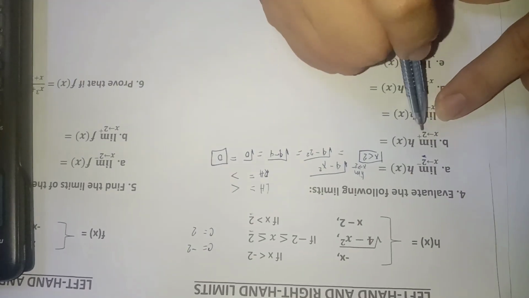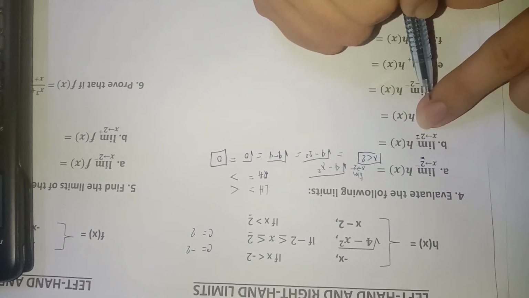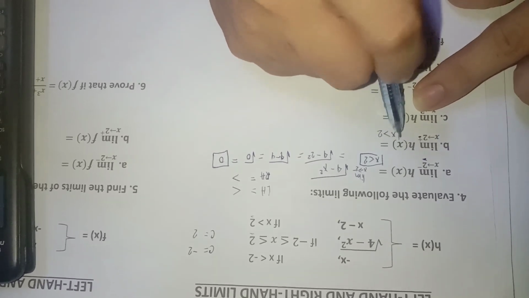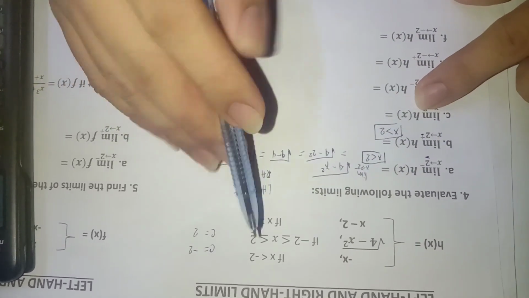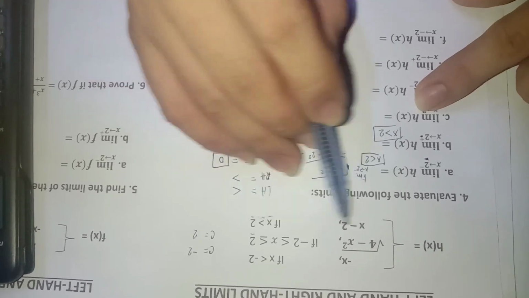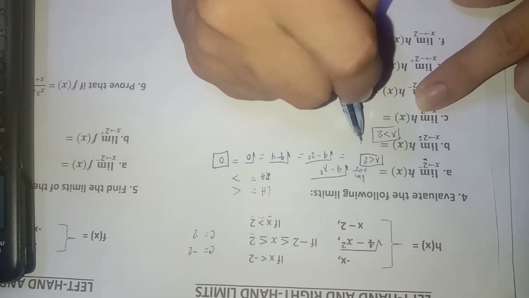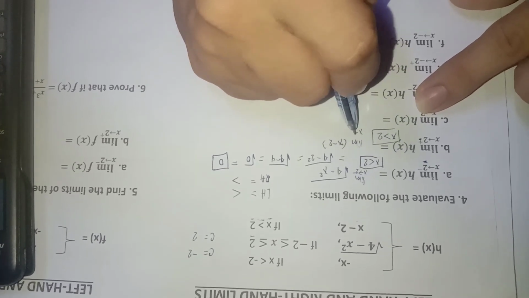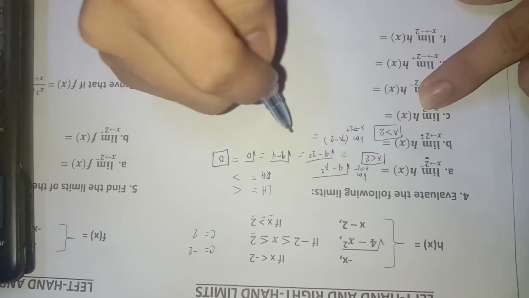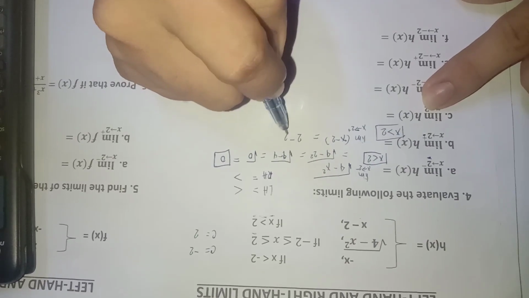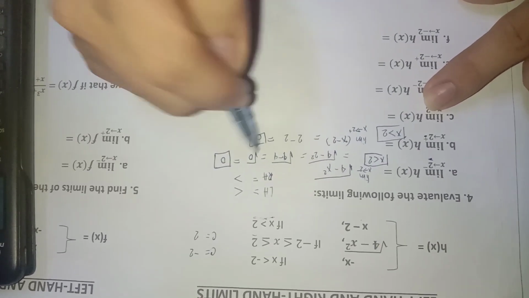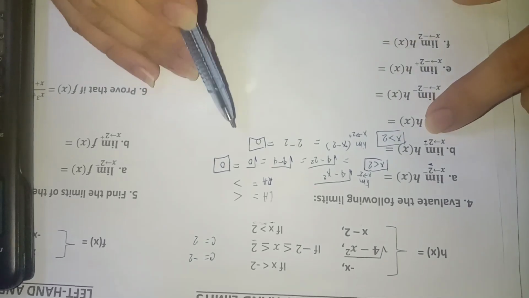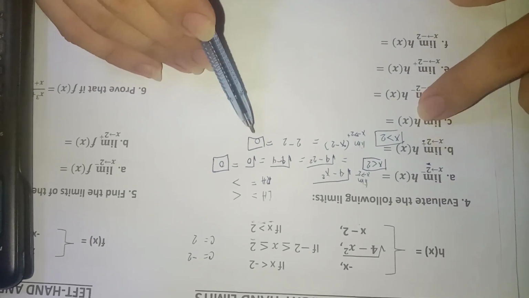Let's proceed to letter B. So, ito naman yung superscript natin is positive. So, we will take the condition x is greater than 2. So, saan sa x is greater than 2? Ito. And what is the function? X minus 2. So, kukunin natin yung limit ng x minus 2 as x approaches to positive. Substitute. We have 2 minus 2, or that is 0. Thus, the limit of h of x as x approaches to positive is equal to 0.